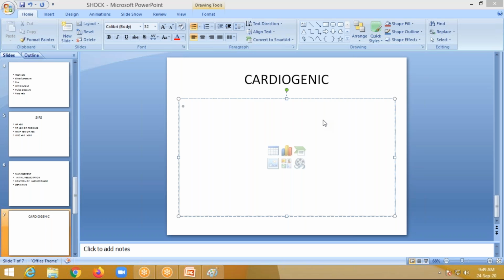So heart pump will be decreased. So shock will occur. So shock due to a cardiogenic cause is called cardiogenic shock. So treatment is mainly inotrope support, and early diagnosis and treatment.